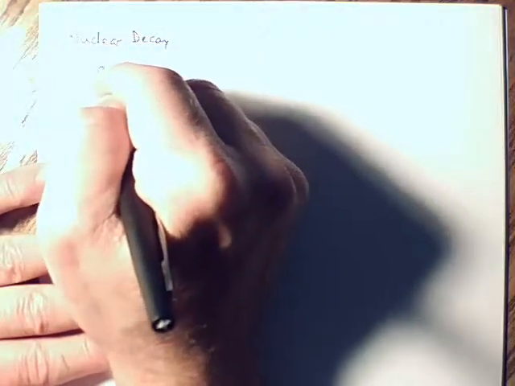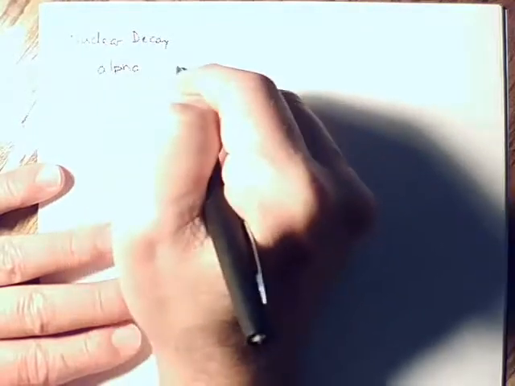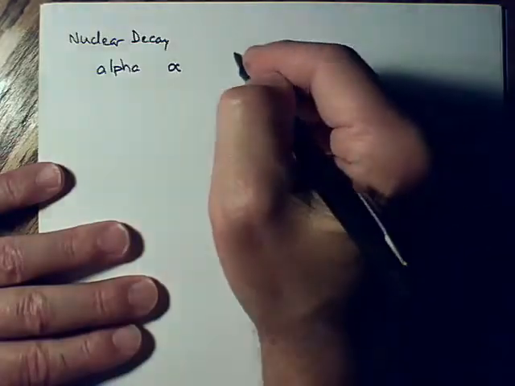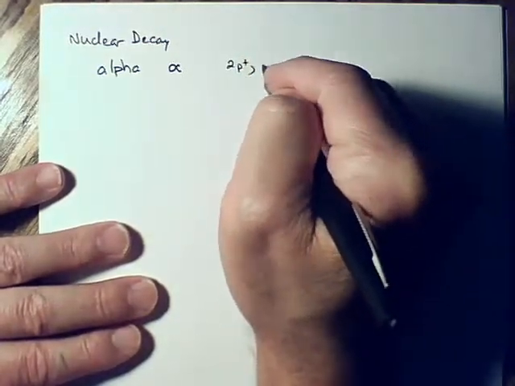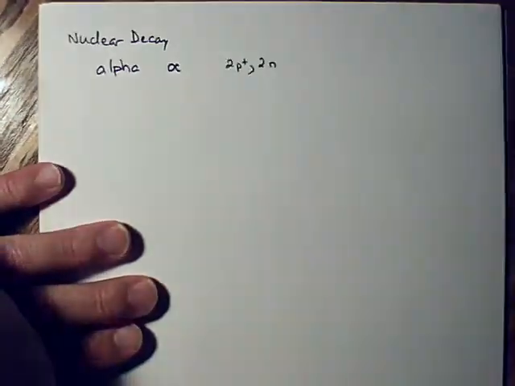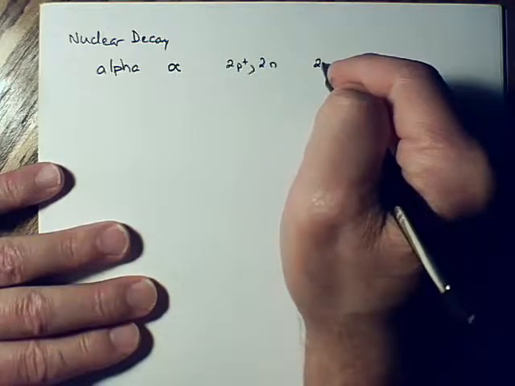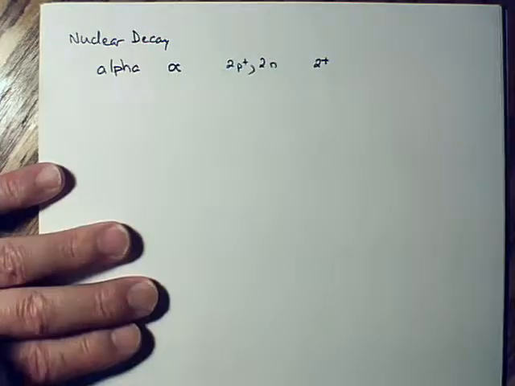So alpha has this symbol that looks something like this. An alpha particle has the same structure as the nucleus of a helium atom. So there are 2 protons and 2 neutrons, but there are no electrons. So it's going to have a 2 positive charge from the 2 protons. Okay?